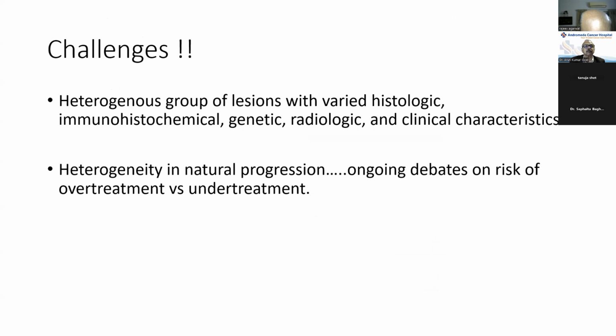What's challenging about DCIS is, as Dr. Prekshi said initially in the introduction, that they are a heterogeneous group of lesions with varied histologic, immunohistochemical, radiologic, and clinical characteristics. This heterogeneity is reflected in the natural progression, where some DCIS cases remain indolent, while others progress to invasive duct carcinoma. Few long-term studies have seen that up to 70% of DCIS cases never progress to invasive duct carcinoma, although there is an ongoing debate on risk stratification, of overtreatment versus undertreatment in these cases of DCIS.